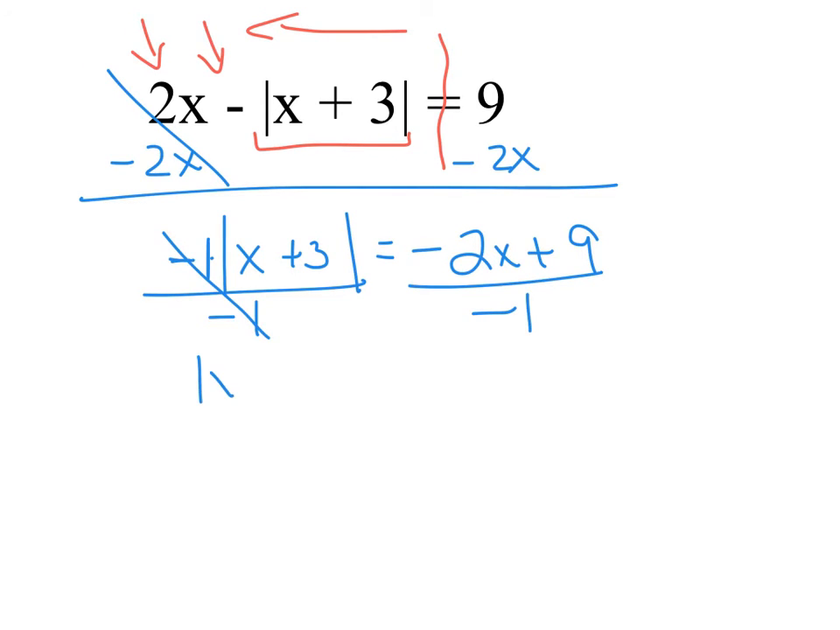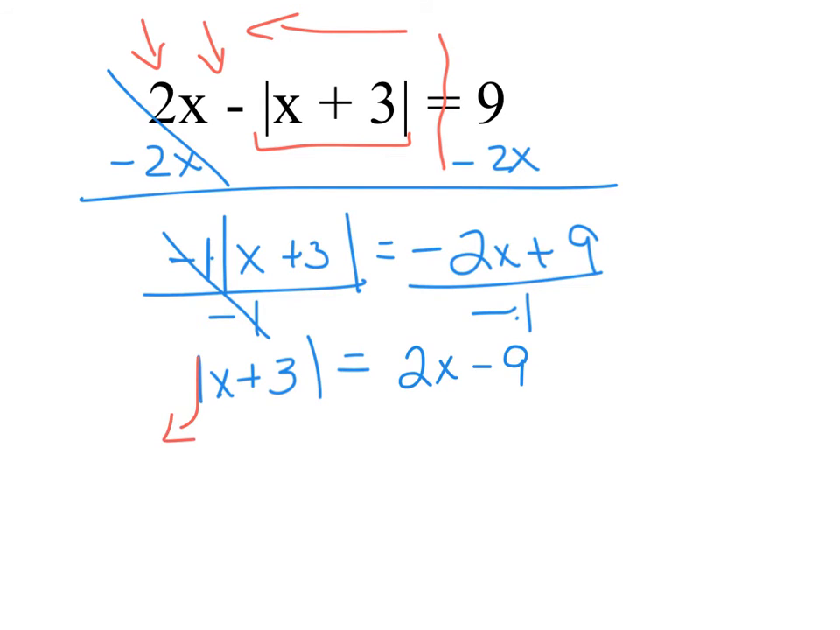So it's the absolute value of x plus 3 is equal to, and now when I divide that negative 1 into both the 2x and the 9. And when I divide it into the negative 2x, I get a positive 2x. And when I divide it into the 9, I get a negative 9. And now I can set up my two equations.